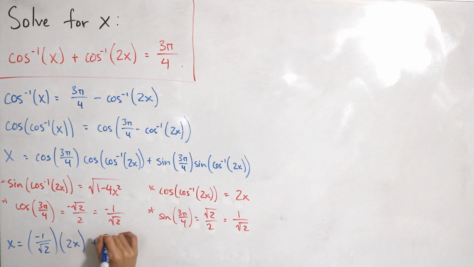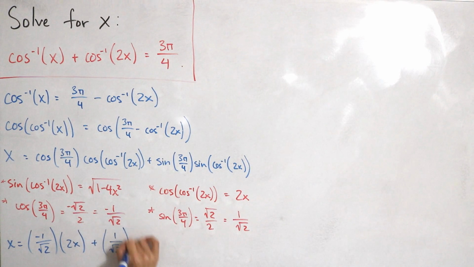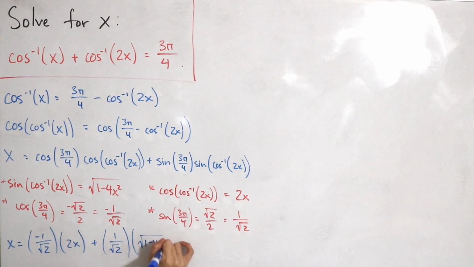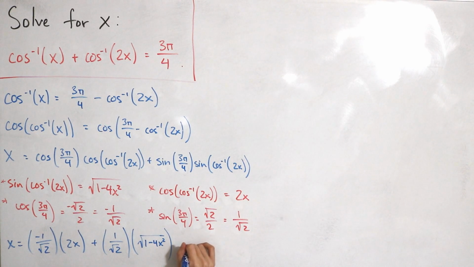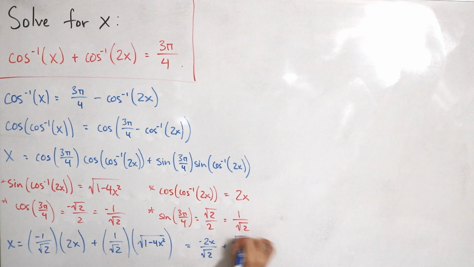And add this with, so plug this back, so there's going to be 1 divided by square root of 2, then multiplied by the square root of 1 minus 4x squared. And so from here now we can actually simplify, we can actually now perform the multiplication. So we're going to have negative 2x squared divided by square root of 2, add this with the square root of 1 minus 4x squared divided by the square root of 2.